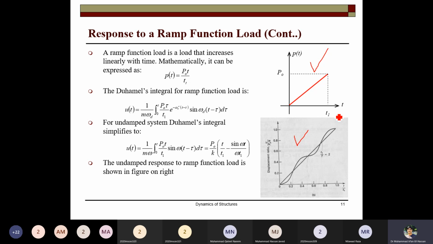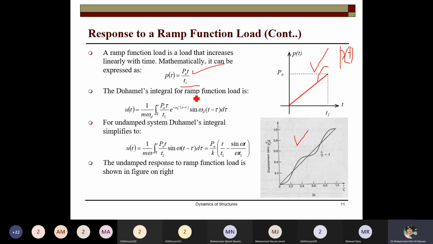How can you represent that force? How will you write it? So Pt will be... you first need to write what the function of the force is. So Pt is P naught into T divided by T1. This is the function of this force. Pt over P naught is T divided by T1.